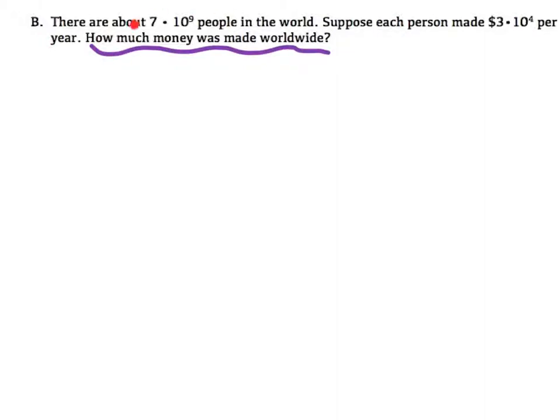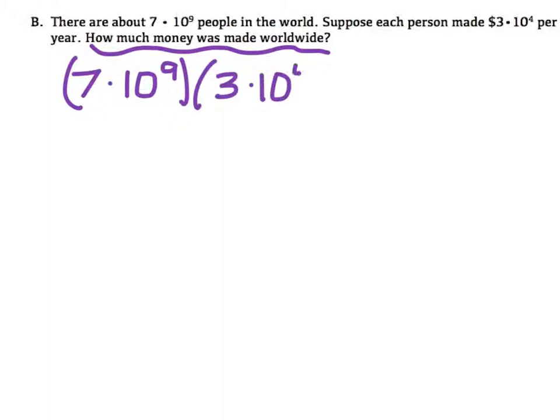Well, we know how many people there are in the world, and then we're supposing that each person made this particular amount of money. So to get the amount of money made worldwide, we just need to multiply together the number of people by the amount of money that they're making. So I'm going to write this out as a multiplication problem. We have to do 7 times 10 to the 9th times, I think I'll use parentheses here to show the multiplication, 3 times 10 to the 4th.